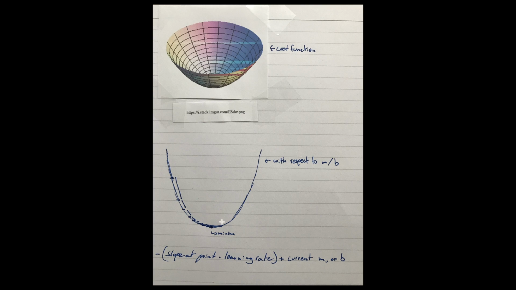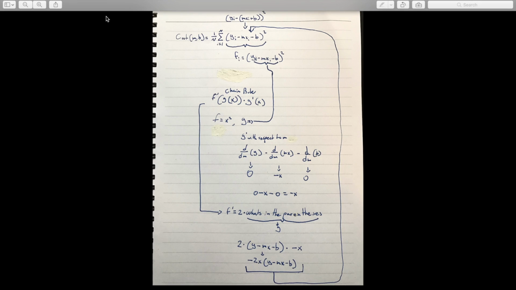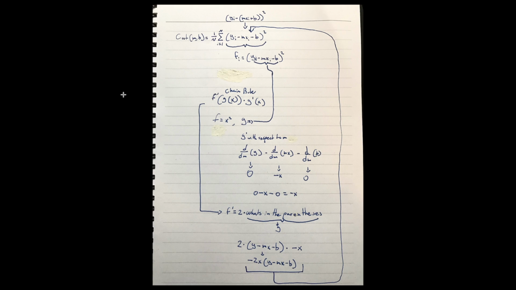Now we're going to see how you find the slope at that point. That's where all the calculus starts coming into play. So, where we last left off, we're going to see how you find the slope at each point with respect to m and with respect to b. So we're going to look at our cost function. Our cost function's right here.